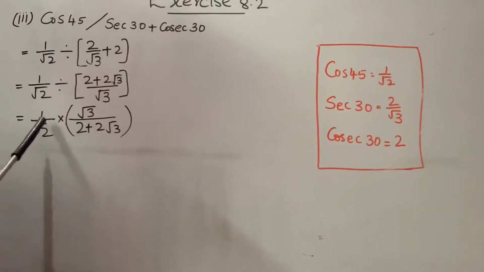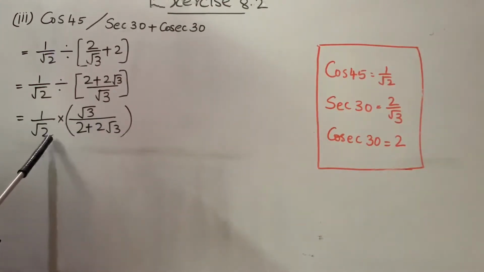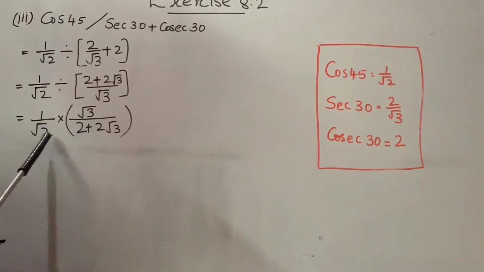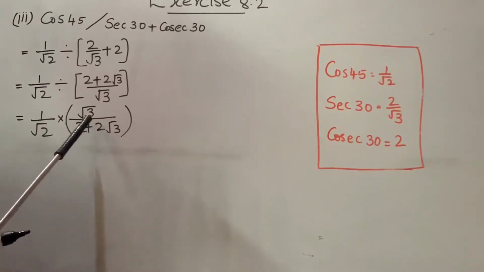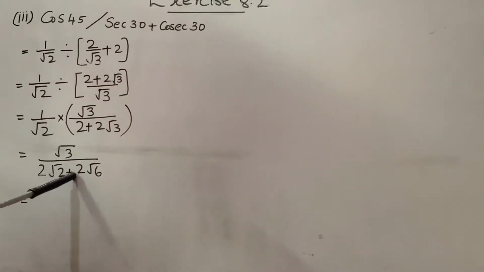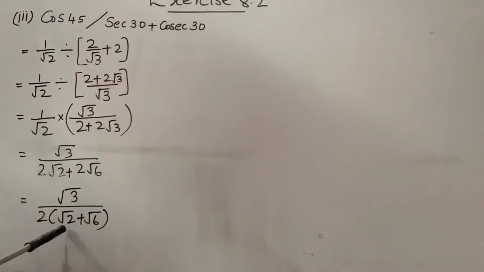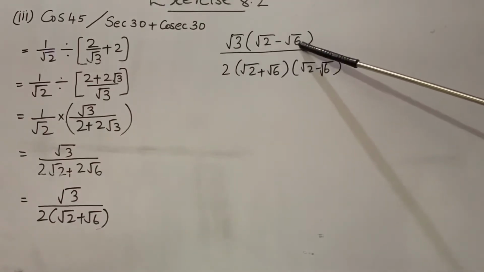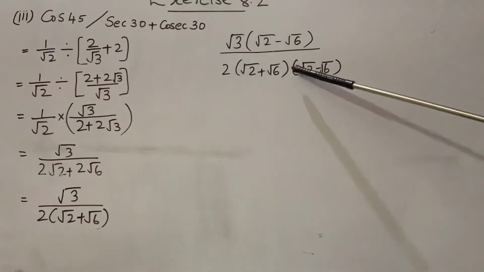That is 1 into root 3 is root 3, divided by root 2 into 2 root 2 plus 2 into root 2 into root 3, root 6. That means root 3 by 2 root 2 plus 2 root 6. Here 2 is a common factor, take 2 outside. Here root 2 plus root 6 is an irrational number, so multiply numerator and denominator by root 2 minus root 6 to eliminate the irrational number. Here root 3 into root 2 is root 6, minus root 3 into root 6 is root 18, divided by a plus b into a minus b form.